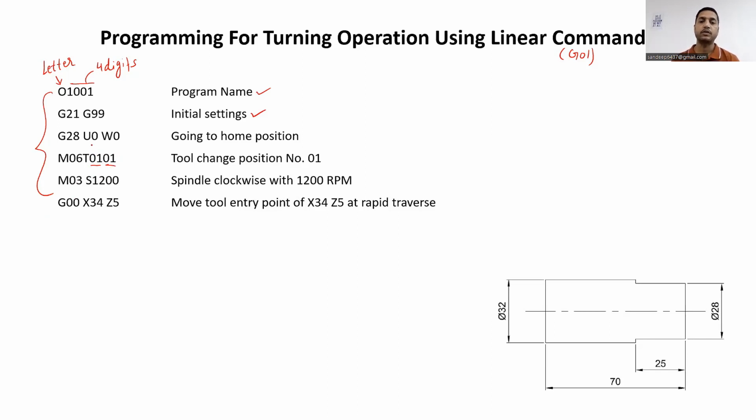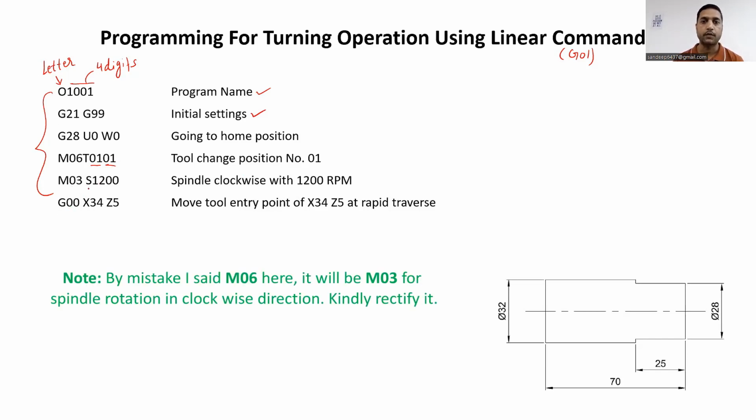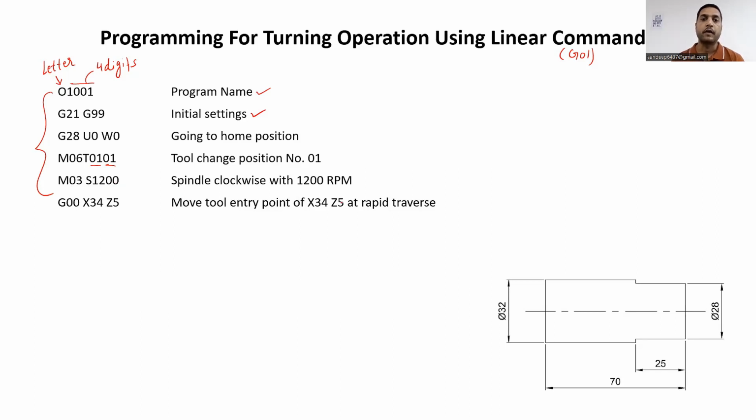Suppose we are doing a machining operation with tool number 2. So we will use 0202 here in order to avoid any confusion. After that, we have M03, which is a miscellaneous code for spindle rotation in clockwise direction. S is the spindle function, and 1200 is the RPM. So spindle clockwise with 1200 RPM is the meaning of this block.